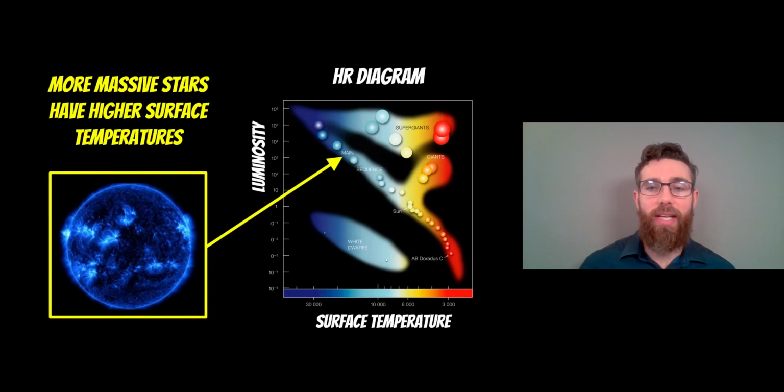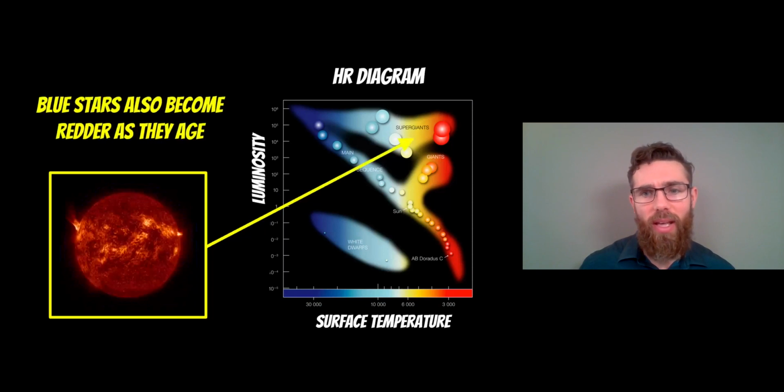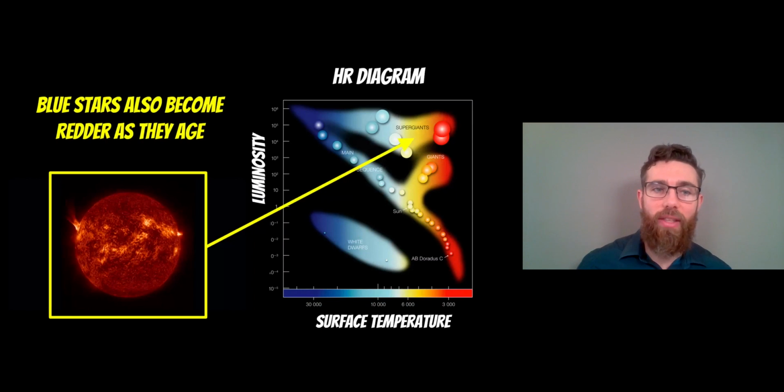So on the HR diagram, you've got the main sequence down the middle, the diagonal there, and where they sit on that relates to their mass. So the more massive they are, the higher the surface temperature, and again, that also relates to how long they live. So you get these blue stars here, but in time, they themselves would become redder as they age.